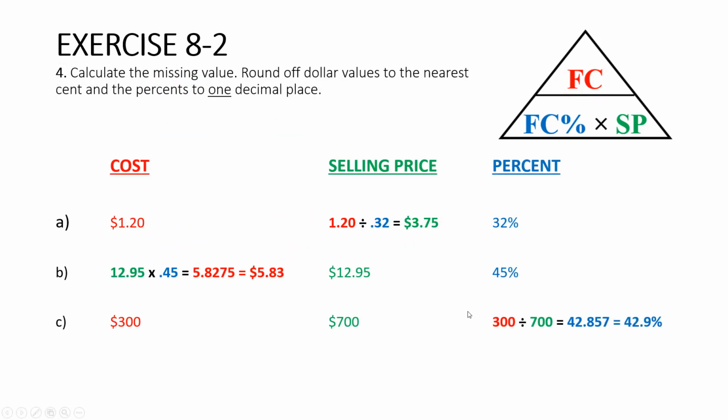So let's take a look at another question that I really love, because it gives us all three ways of using the pyramid in one question. We have a column of costs, we have a column of selling prices, and we have a column of percents.